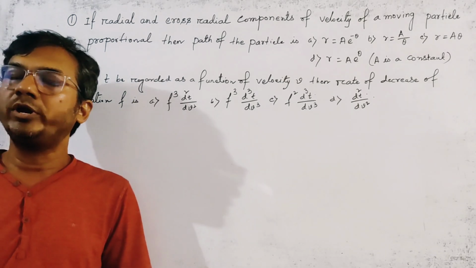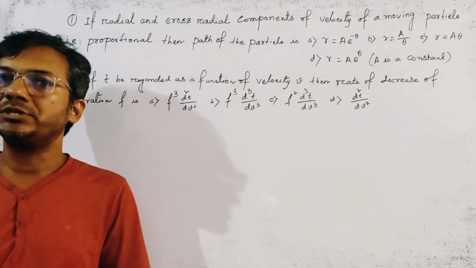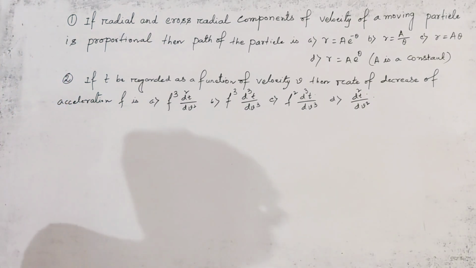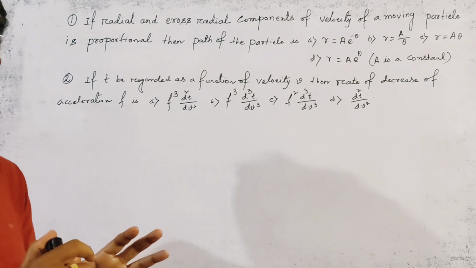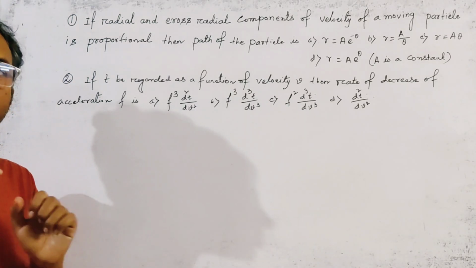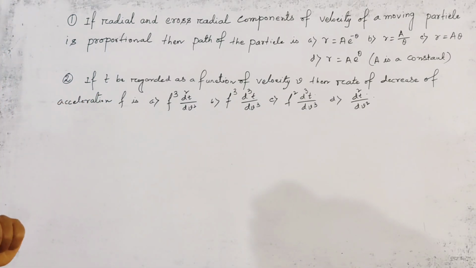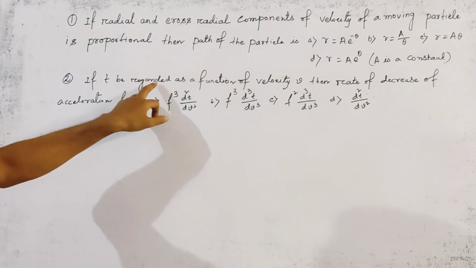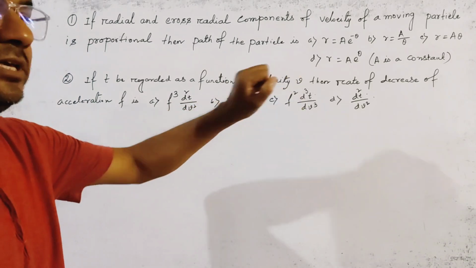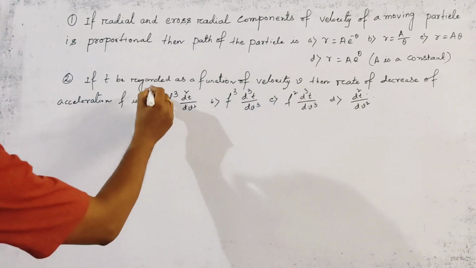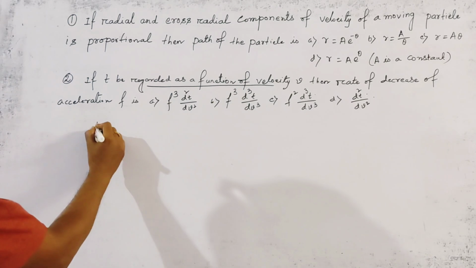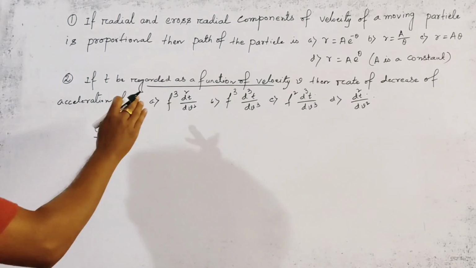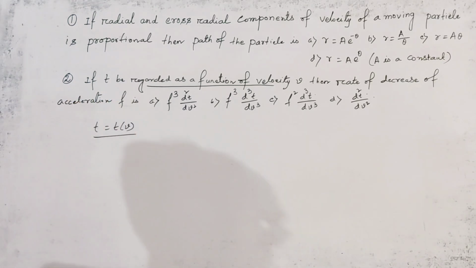Today we are going to discuss the solution of two MCQ type problems from particle dynamics, and as usual our starting problem is the last one. The last problem is: if t be regarded as the function of velocity v, this means that t is a function of v, that is t of v. Usually v is a function of t, but here it is given t is a function of v.